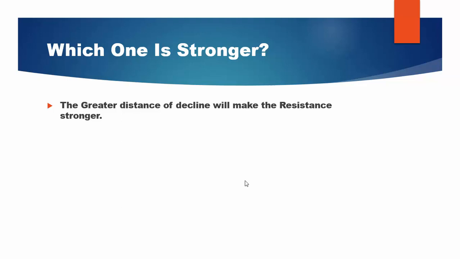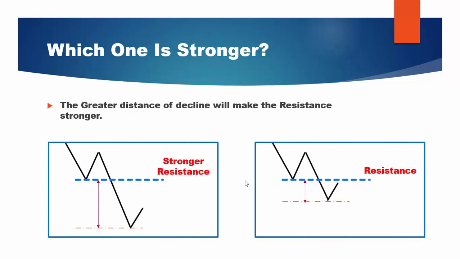The greater distance of decline will make the resistance stronger. For most of the shares in the stocks market, you can consider a 10% decline for having enough strength for your resistance. But this 10% is not applicable in low-priced stocks and also Forex market. You should practice a lot with real charts to get this amount, and unfortunately there's no mathematically accurate calculation for this.